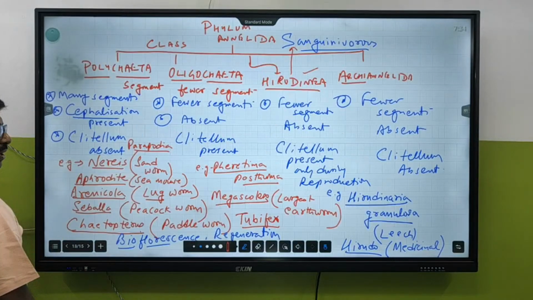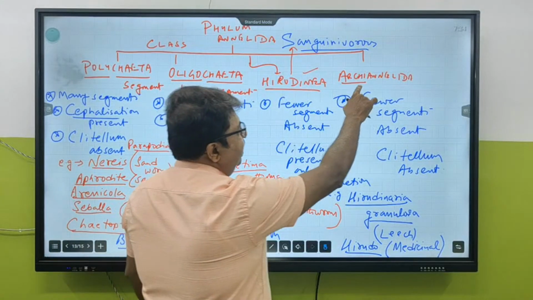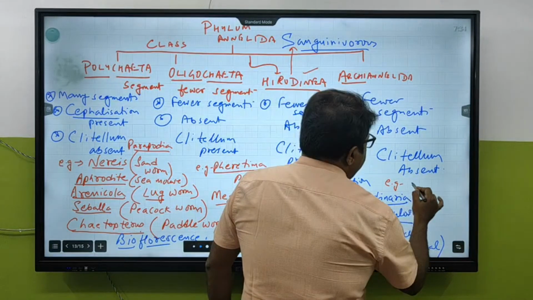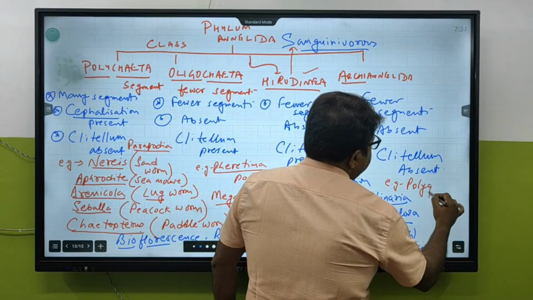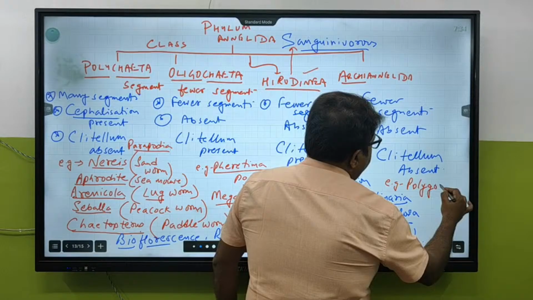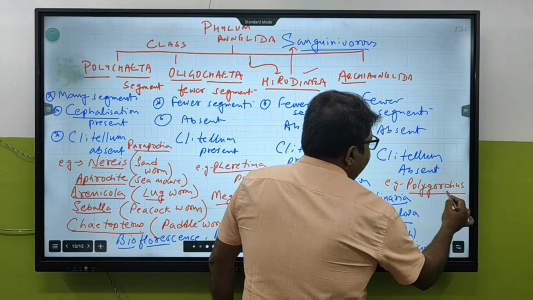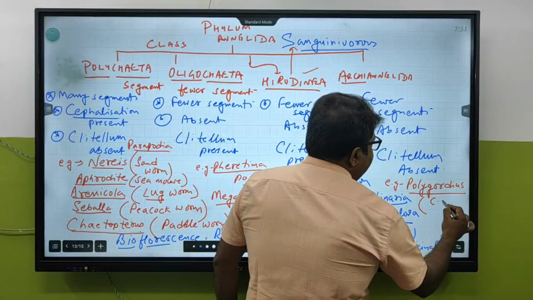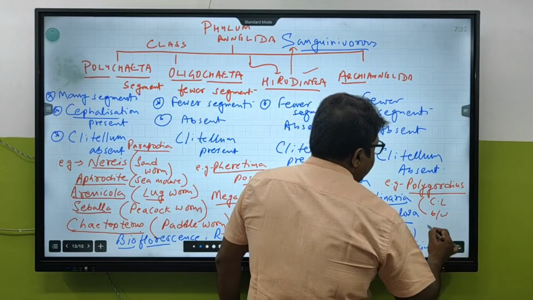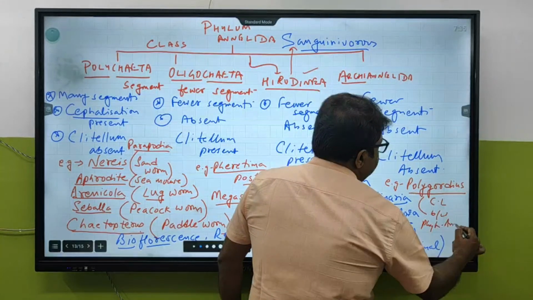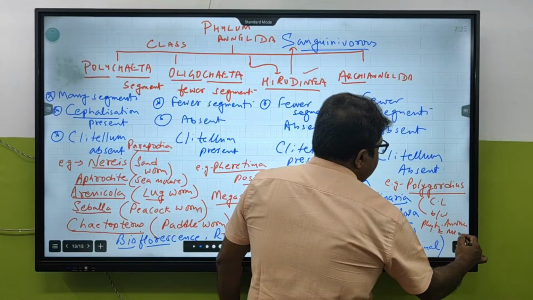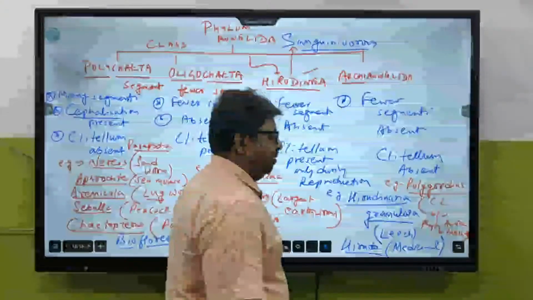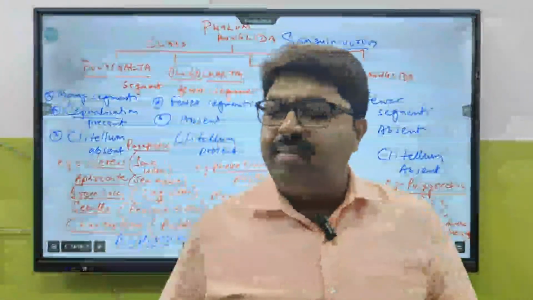What is the next one? The next one is about Annelida. The example of this is Polygordius. Polygordius acts as a connecting link between phylum Annelida and Mollusca.